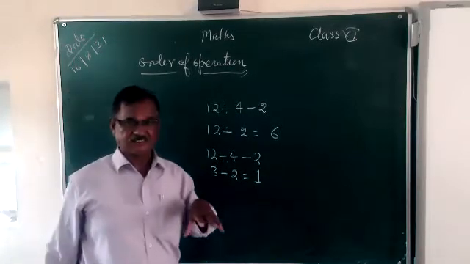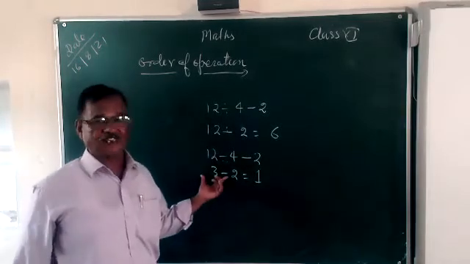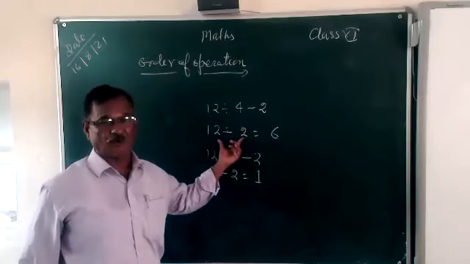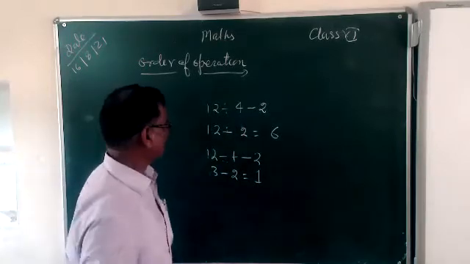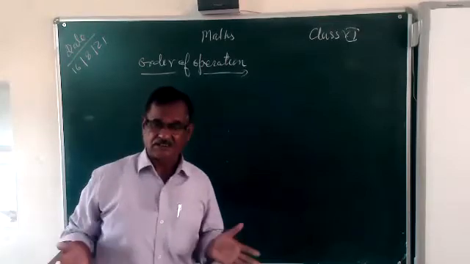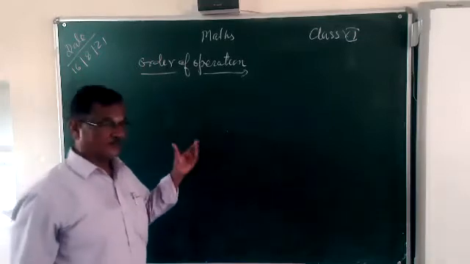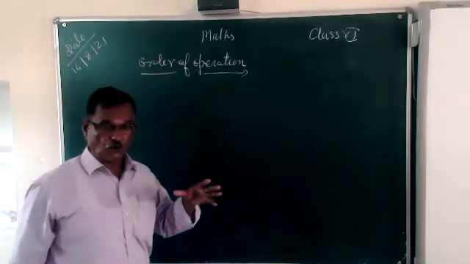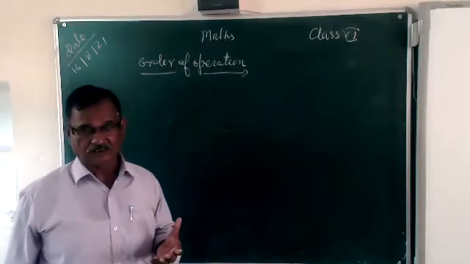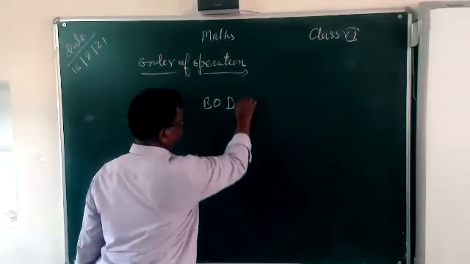So mathematicians have agreed to solve this type of expression with the help of a special rule. If various operations are given together, we can get different answers depending on the order in which we start. So to avoid this problem, mathematicians use the BODMAS law. That is the short form, BODMAS.